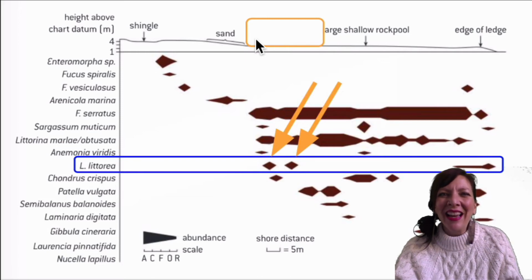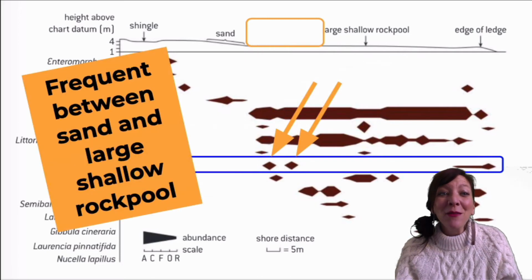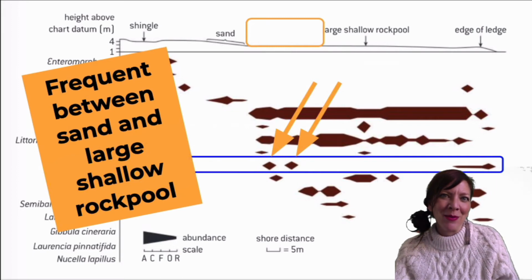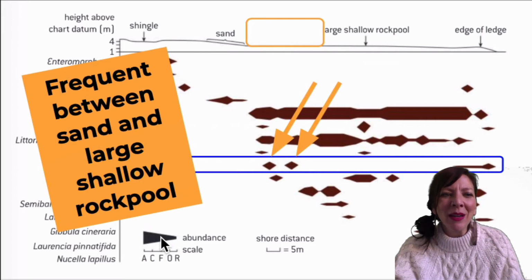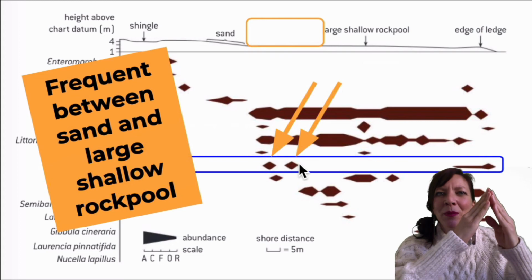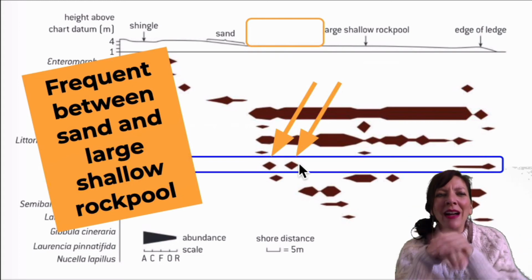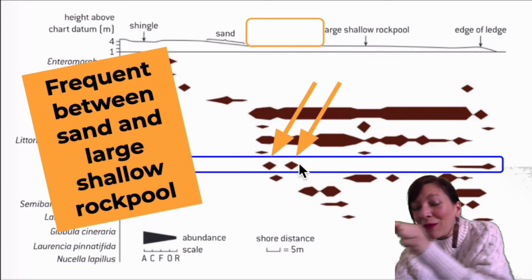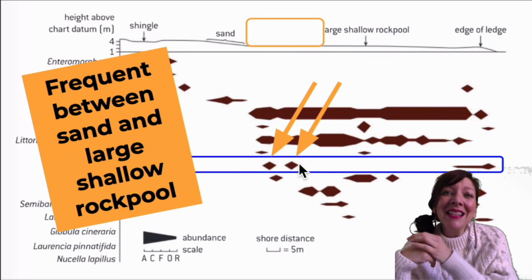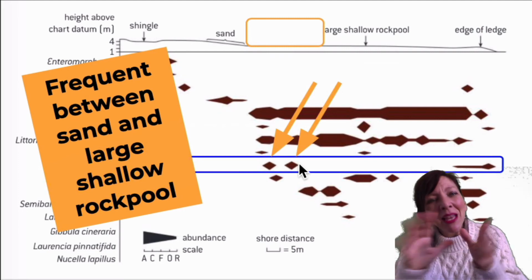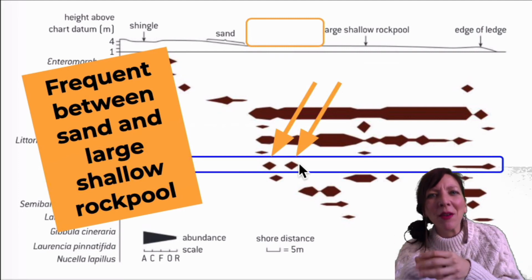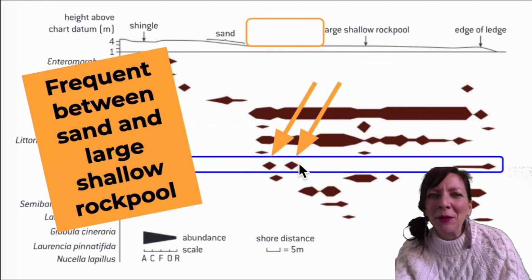Perfect. All right, I'm hoping you went with frequent between sand and large shallow rock pool. Okay, using your abundance scale, frequent, the little F right here. So you're going to notice that it peaks right there, boop, boop, okay? And so it's two little pockets there. You could use your ruler and figure out the exact distance that it was from shore. But that's okay, that's taking it a whole step further. Okay, so great job on that one.